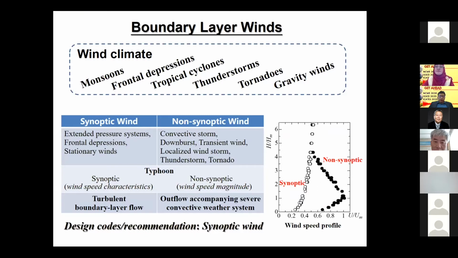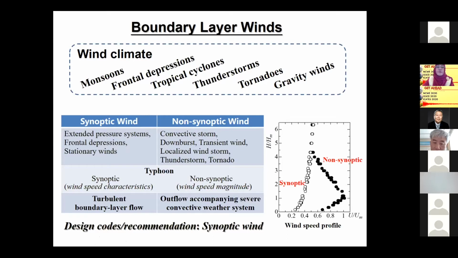Here we have the terminology of synoptic and non-synoptic. If you look at the wind climate, you find that the scale of the phenomenon becomes smaller from left to right. Synoptic wind usually means extended pressure systems or frontal depressions and a stationary wind. Non-stationary wind you can imagine is caused by a very strong convective phenomenon: convective storm, downburst, transient wind, localized windstorm, thunderstorm, tornado. So there is different terminology to describe non-synoptic wind.